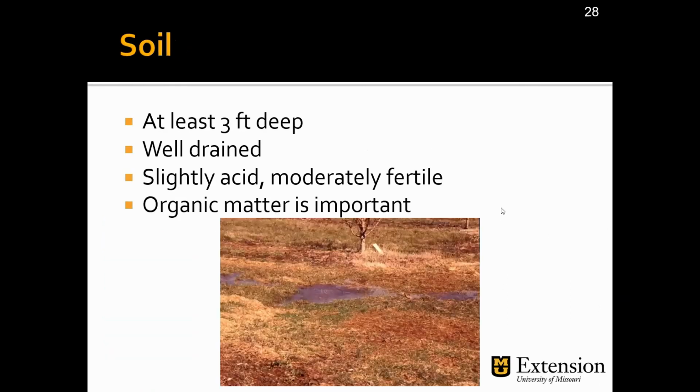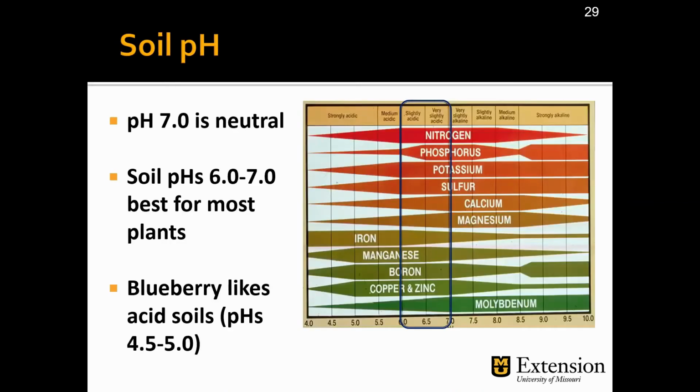Moving on to the soil, you need at least 3 feet of depth. You want a soil that's well drained and slightly acidic, and we're going to talk about what that means. Organic matter is also important for many of these fruit crops. So let's talk about soil pH. We know that pH 7 is neutral.